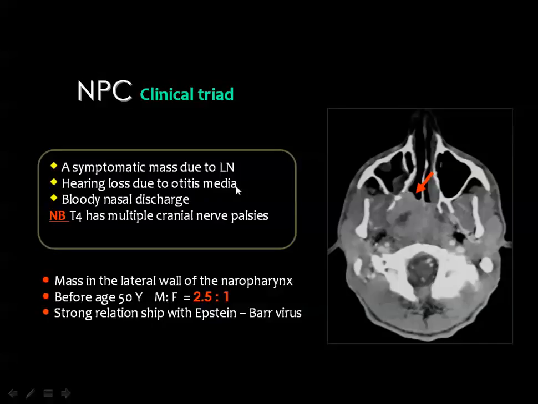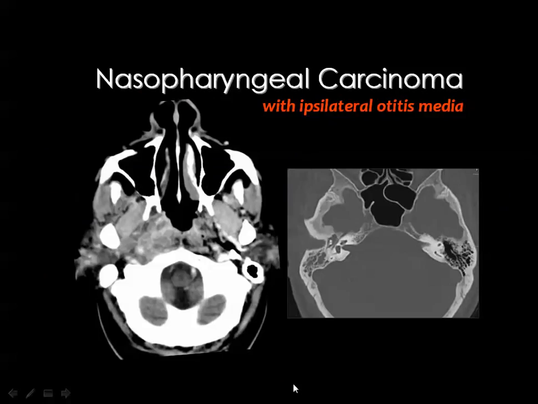And this is very important. Otitis media in adults or elderly patients should be considered very much as a reason to look for any nasopharyngeal malignancies, and maybe bloody nasal discharge due to bleeding from the tumor. Then this is a good example of a nasopharyngeal carcinoma with ipsilateral otitis media.